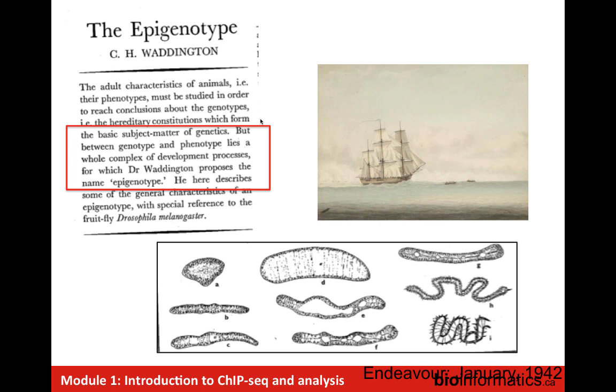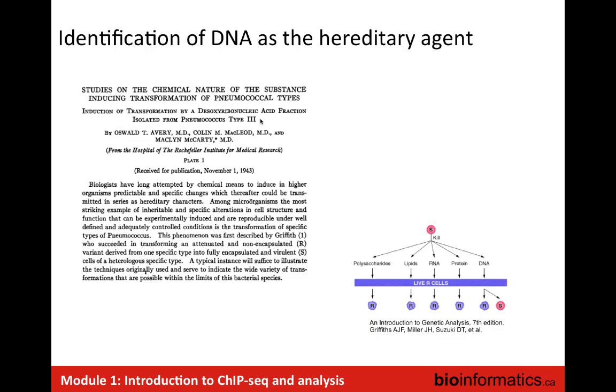And the journal that it was actually published in is called Endeavour. Okay, so let's remember that all of this was discussed in the context of not even knowing what the hereditary agent was. It wasn't until a few years later, in fact the next year, that the classic study looking at S and R forms showed that DNA was in fact a hereditary material. Everybody should be very familiar with this.